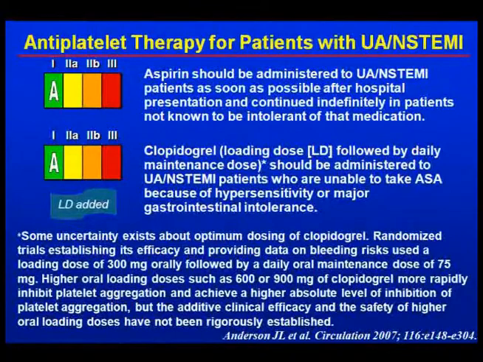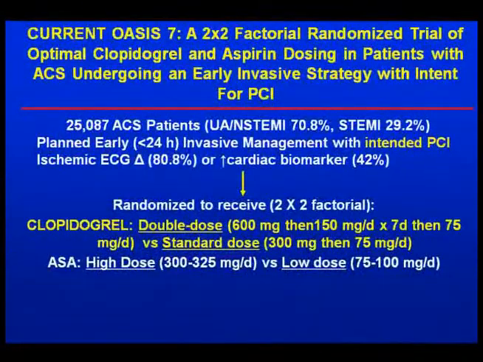So here's the guideline. Aspirin should be administered as soon as possible after presentation and indefinitely. And clopidogrel, a loading dose followed by a maintenance dose, should be administered in patients who are unable to take aspirin. And as I'll show you, they also recommend the combination. Now, in this paragraph, there's a caveat saying that we don't know what the proper loading dose of clopidogrel should be. They say, well, 300 at least, maybe you should give more. More is better. They're not sure. So this trial was done to try to answer that question.